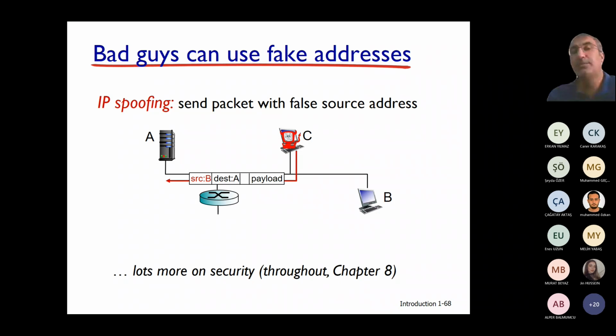Another type is that bad guys can use fake addresses through IP spoofing. It basically sends a packet with a false source address. It intercepts and can change the source IP address. We can discuss this type of attack later on in chapter 8.